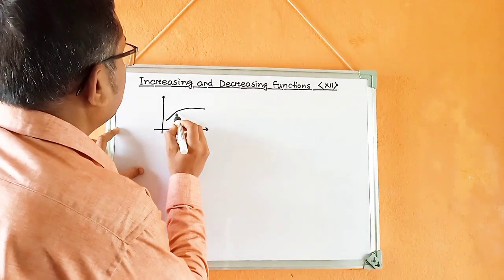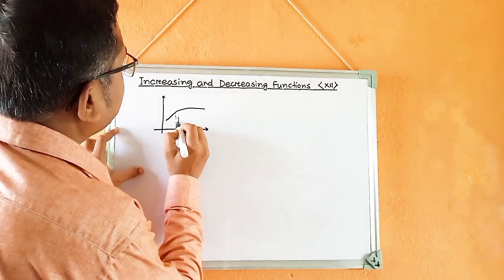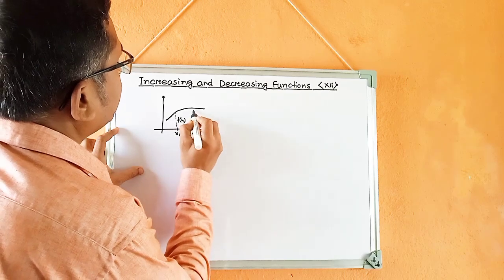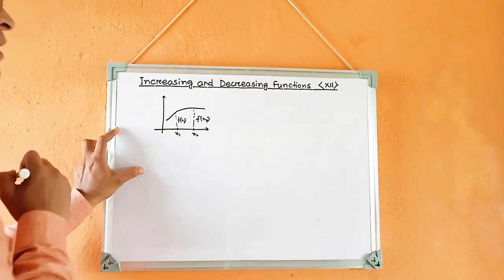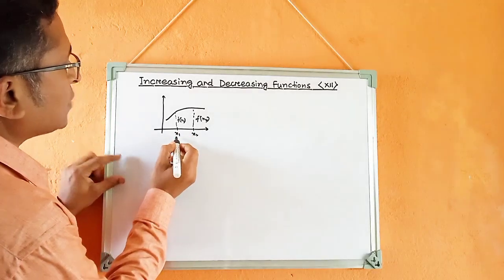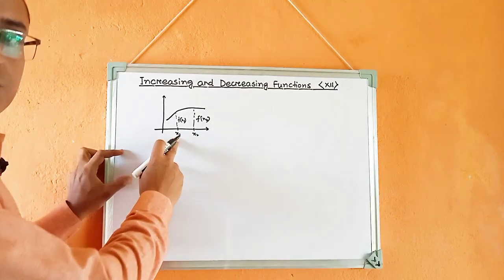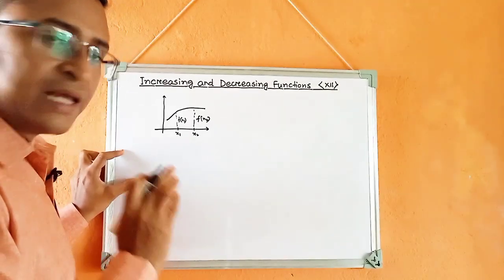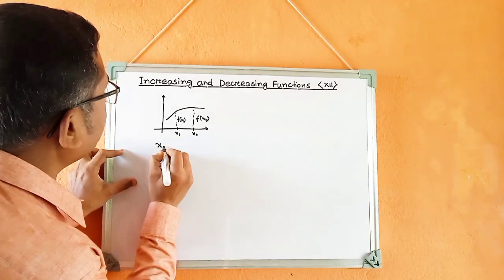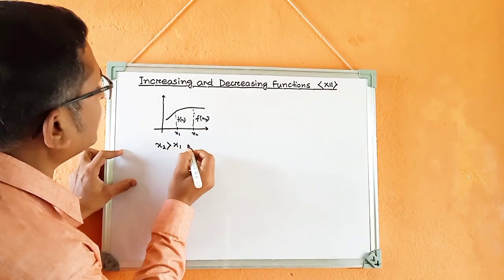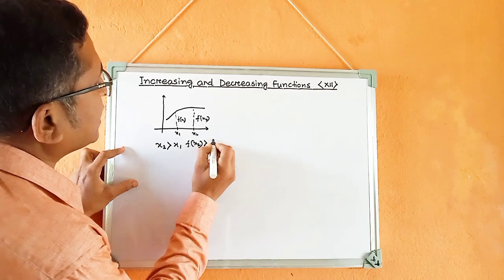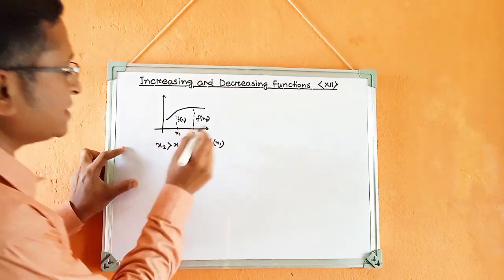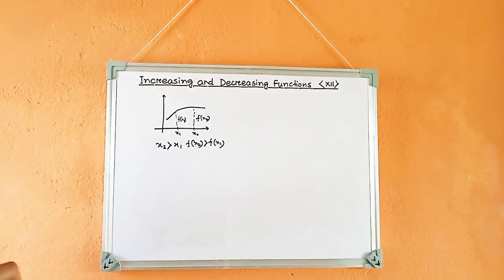Now what is the value of y? That is f(x1). Here is f(x2). So see everyone, x2 is greater than x1. See carefully, x2 is greater than x1, and that is why f(x2) is greater than f(x1). This is an example of an increasing function.